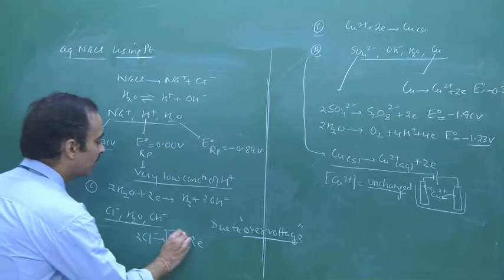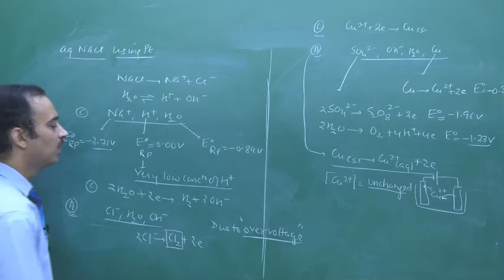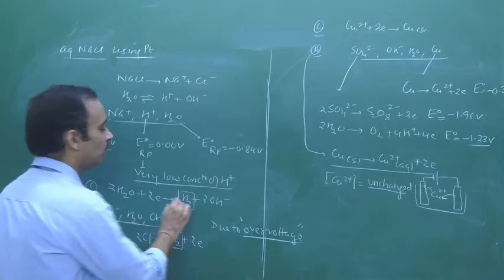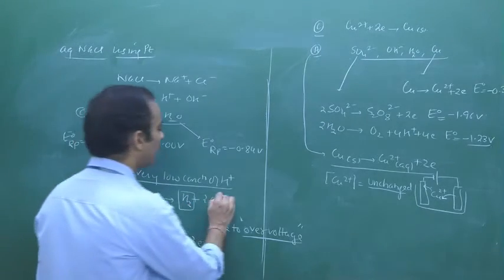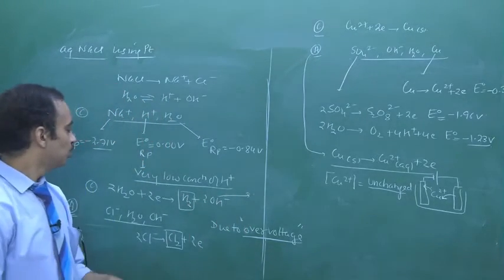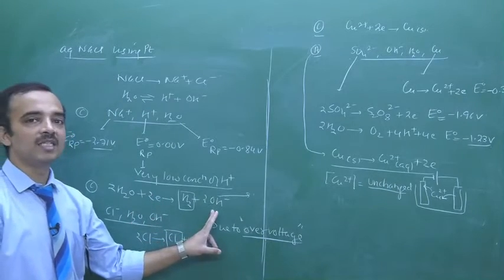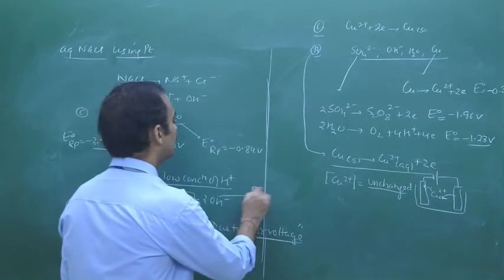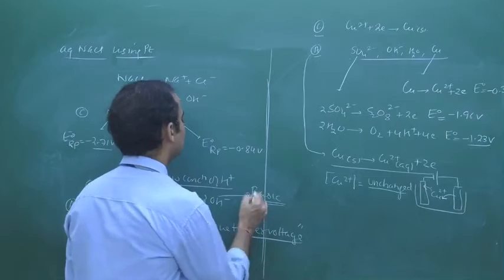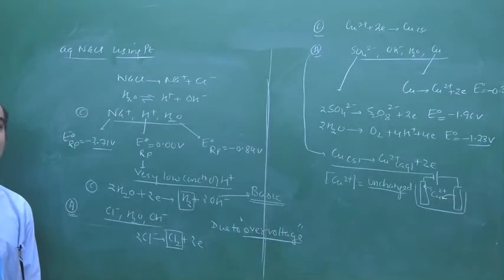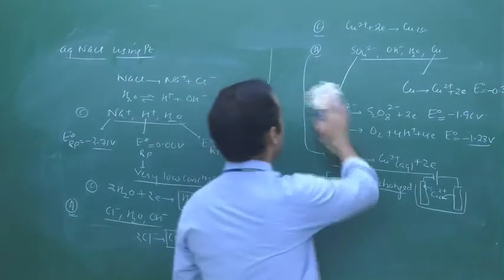So here what are the products? Cl2 at the anode and H2 at the cathode. All of you remember, the solution around the cathode becomes basic. Is it clear? Now let us see one more example.